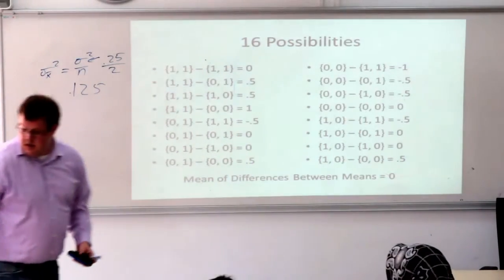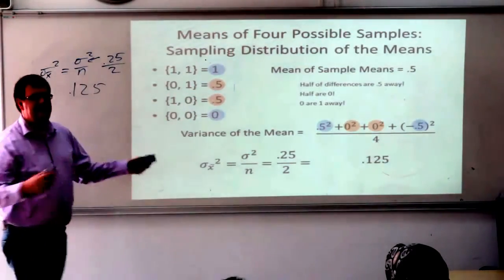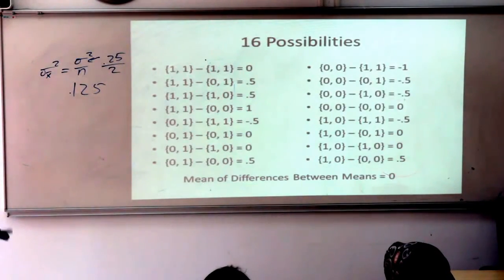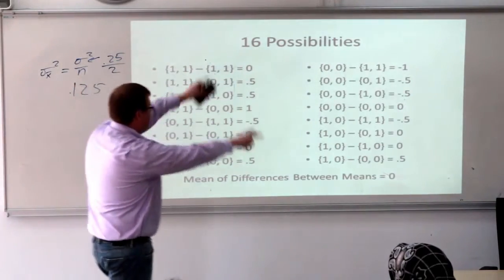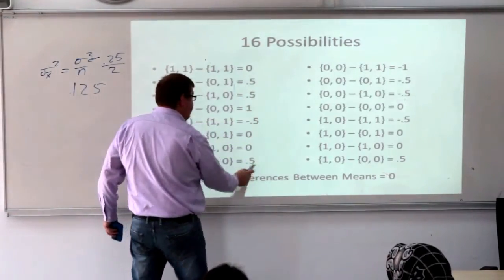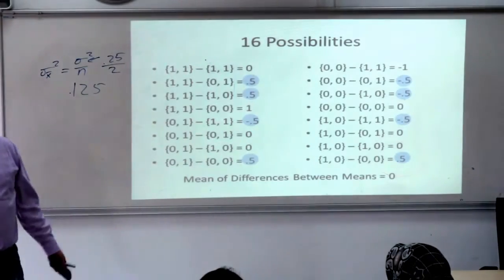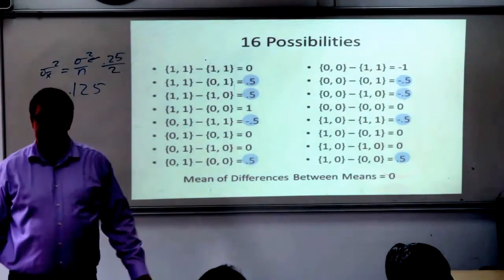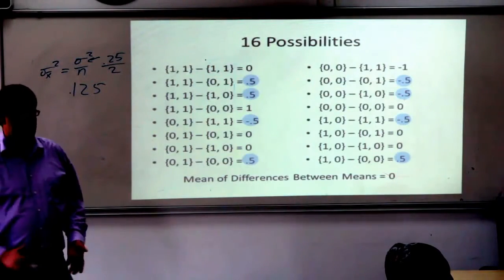Now, before, I said half of the differences are 0.5 away, and half are 0 and half are 1. So let's take a look at how many differences are half away or 0 away or 1 away. If we look at all of the potential differences, we have 16 potential differences. We have 1, 2, 3, 4, 5, 6, 7, 8. So half of them are 0.5 away. Now, I am lumping the 0.5s and the negative 0.5s together here because when you square them, they will give you the same thing. Okay?